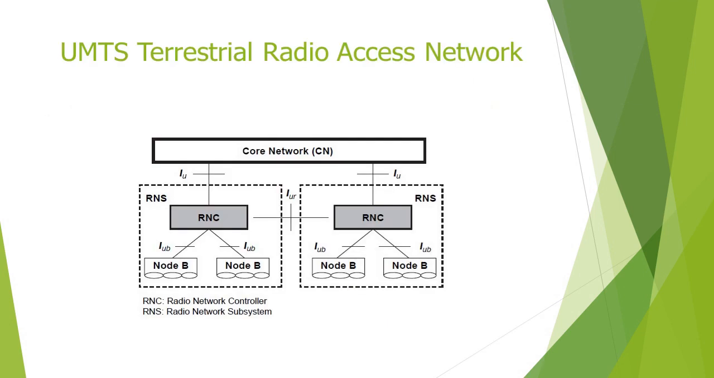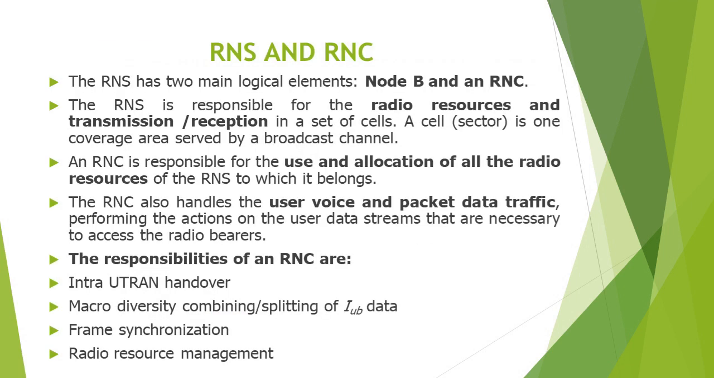Next we have the radio network controller, which is connected with the physical Node B through an interface called the IUB interface, and the interface between two RNCs is the IUR interface, and the interface between the core network and the radio network subsystem is called the IU interface. We will see the responsibilities of these. The RNS consists of two elements, Node B and RNC. Node B is nothing but the base station. RNC is nothing but the radio network controller.